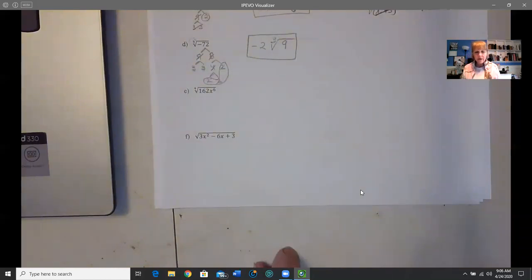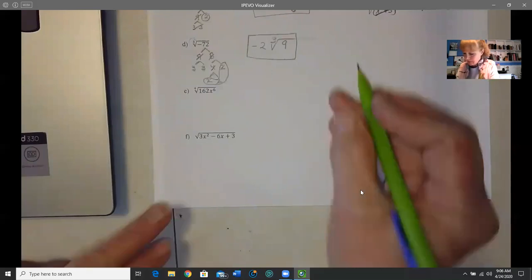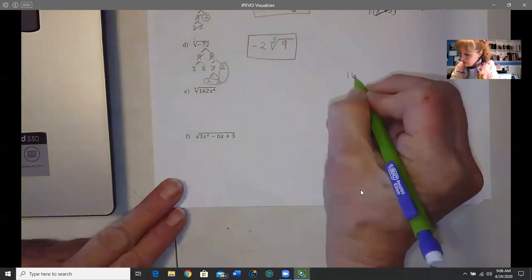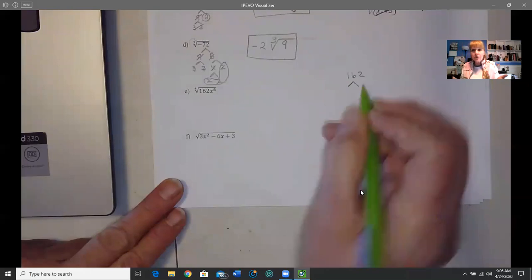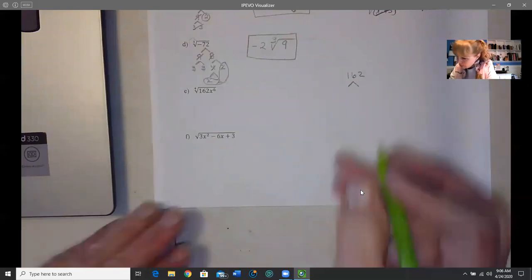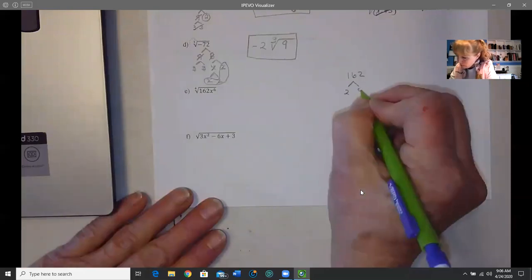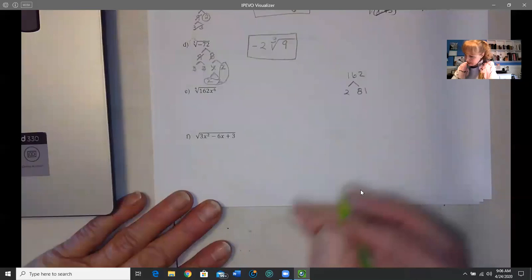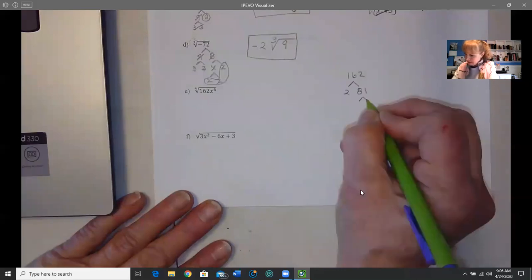So again, a fourth root now, so we need 4 of something. So 162, wow, we're going to break this 162 down. I'm going to come over here. It's a little bit long. So I've got 162. I'm going to break it down. Well, I know 2 goes into it because it's even. So 2 would be 81. Ooh. And 81 is 9 times 9.